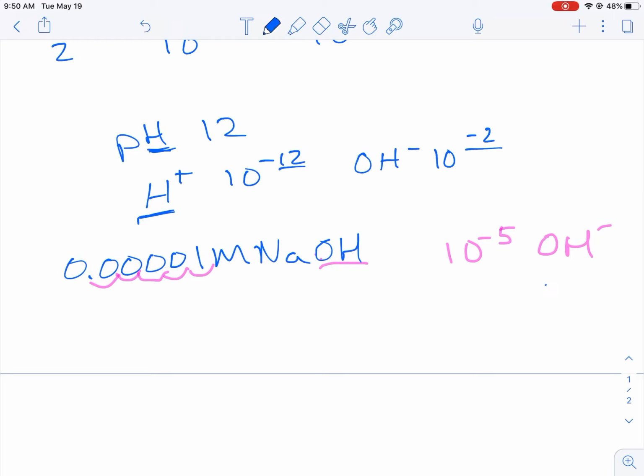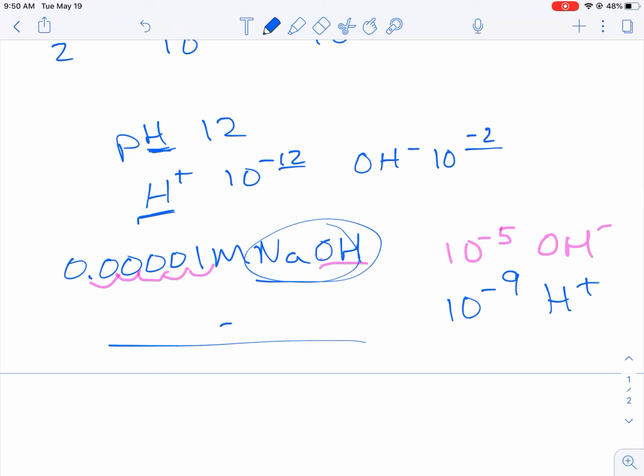Now, to figure out what the H concentration is, I have to know that these two numbers have to add up to give me 14. That would mean that that's 10 to the minus 9. Remember, only one of these two numbers, 5 or 9, is going to be my pH. Looking at this original formula, I can see that that's a base. I know that if I'm looking at 7, A comes before B alphabetically, and so it does also on the pH scale. A, for acid, is down below 7, and B, for base, is higher than 7.